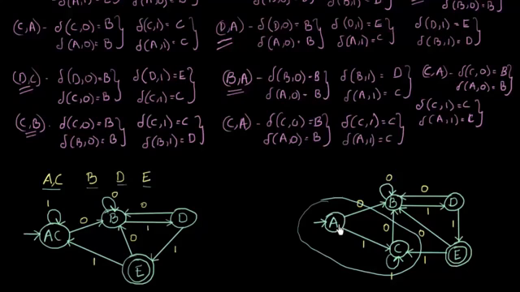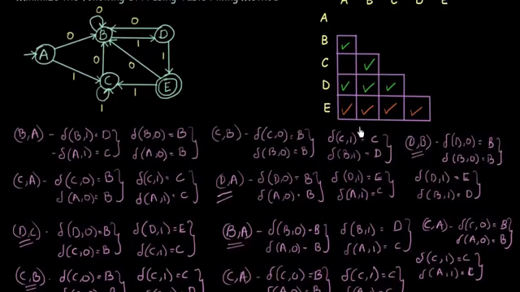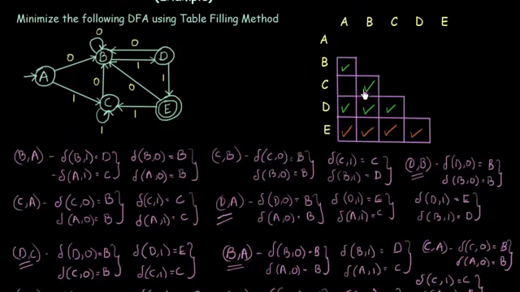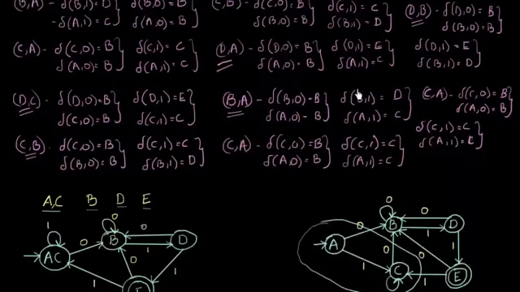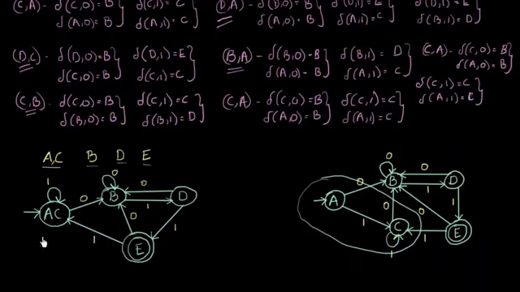In the original one we had 5 states, and here we have 1, 2, 3, 4 states, and the state that we could combine was AC. Why? If you look at the table, AC was the pair that was unmarked, so the unmarked pair is the one that we need to combine to minimize the DFA.